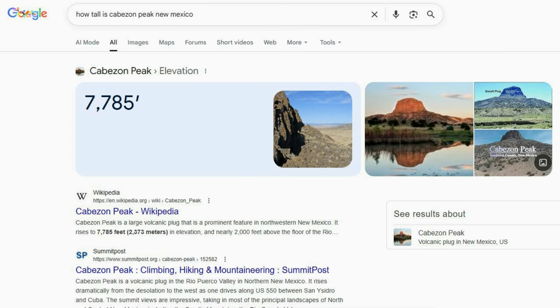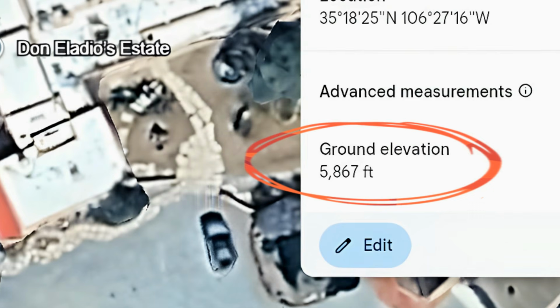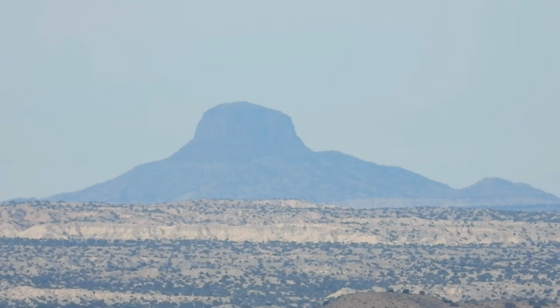The top of Cabezon Peak is said to be 7,785 feet, and if the bottom of Cabezon Peak is 6,400 feet, the elevation difference from bottom to the top is 1,385 feet. I hope I'm not losing you guys with all these numbers. I hope this visual helps.